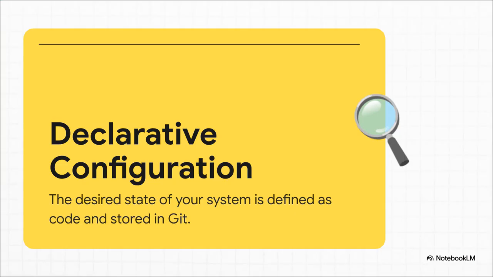It means you stop telling the system how to do something step by step. Instead, you just declare what you want the end result to be. You write a file that says, I want 3 web servers and they need to be running this exact version of the software. The system itself figures out how to make that a reality.